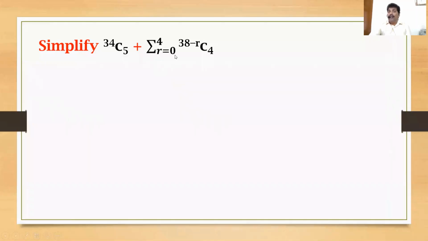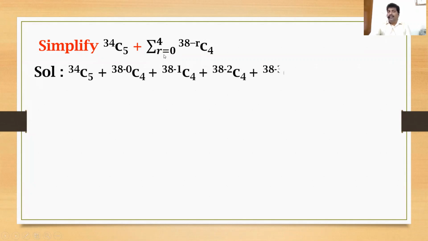So by taking r equal to 0 to 4, first time you have to take the r value as 0, next 1, next 2, next 3, next 4. From 0 to 4 you have to take. Then the expansion of the given question is: 34C5 first term as it is. Now (38 − 0)C4. In the place of r, I put 0 first, then it becomes (38 − 0)C4. After that 1, (38 − 1)C4. Next 2, (38 − 2)C4. Next 3, (38 − 3)C4. Next and last, that is 4.